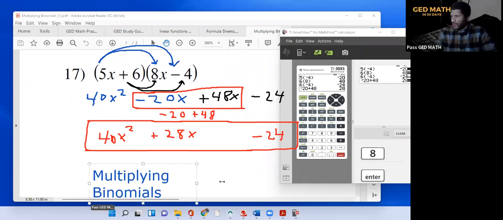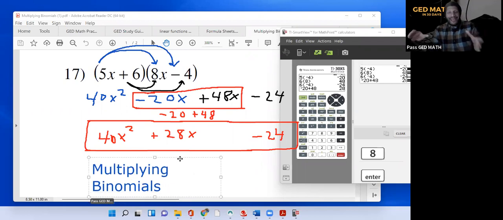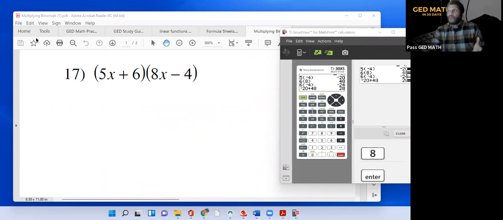Multiplying. This is multiplying binomials. So that's how you do it explicitly. That's the computation. That's how you do it. You're going to have a problem like that, right? Let me show you how they would put it on your exam. Now, watch this. I really need you to understand what I'm trying to say.